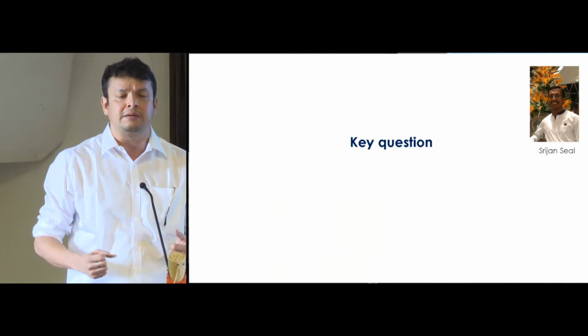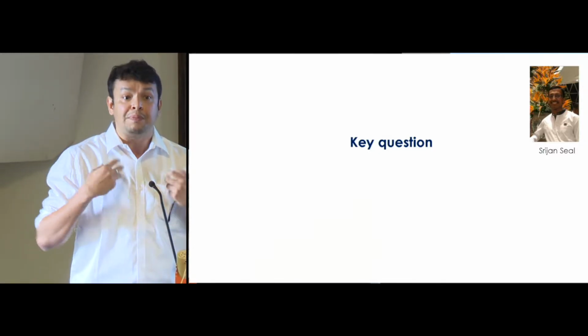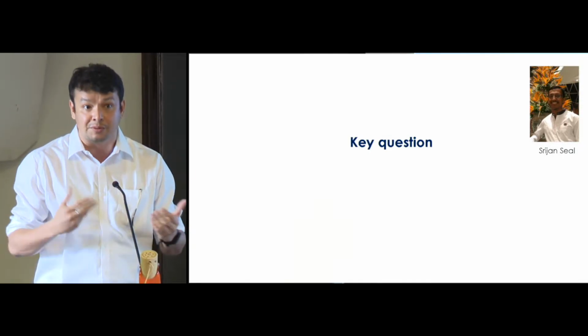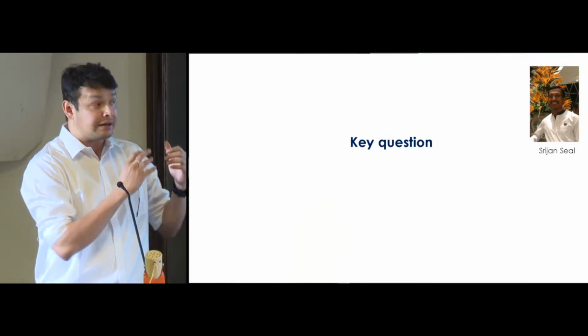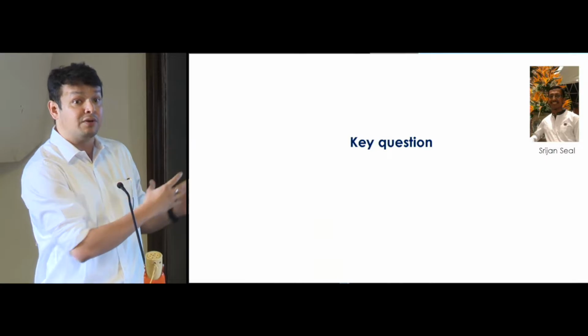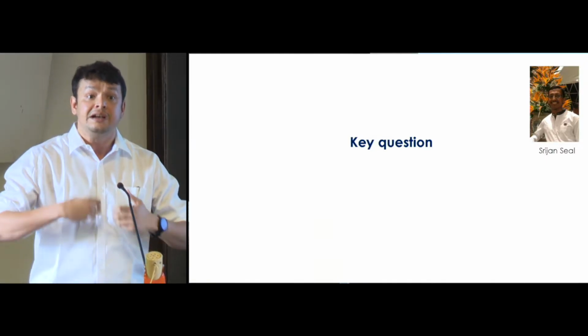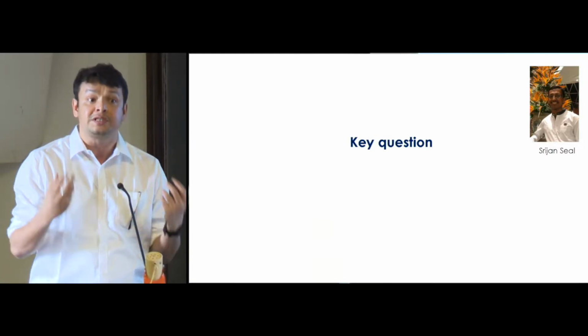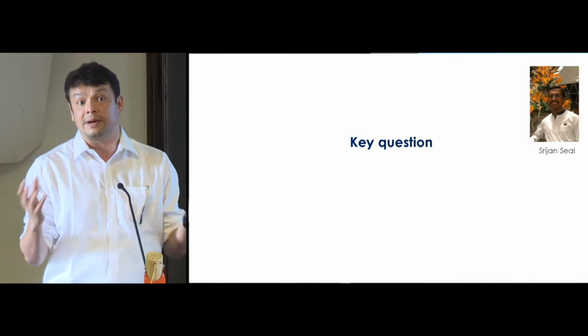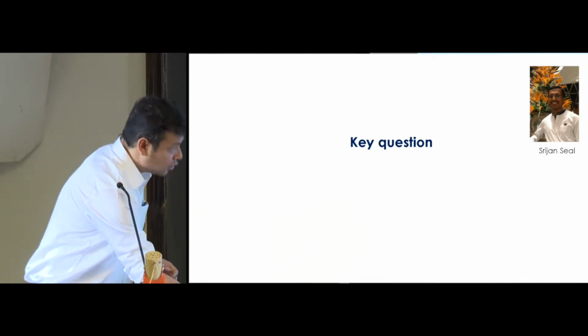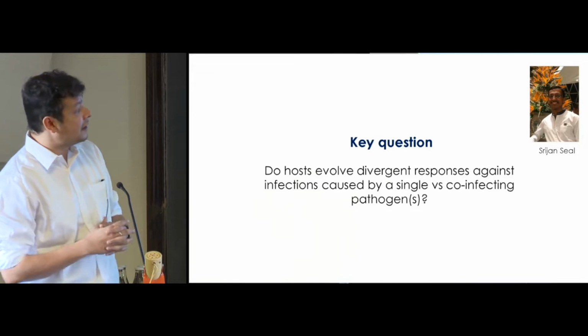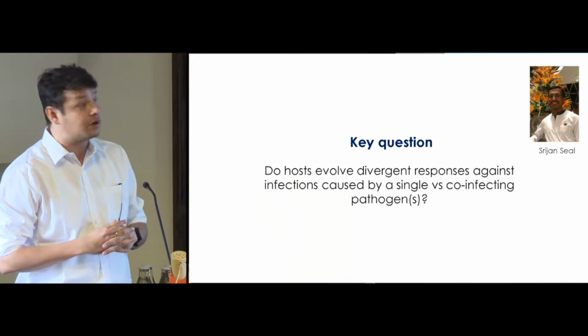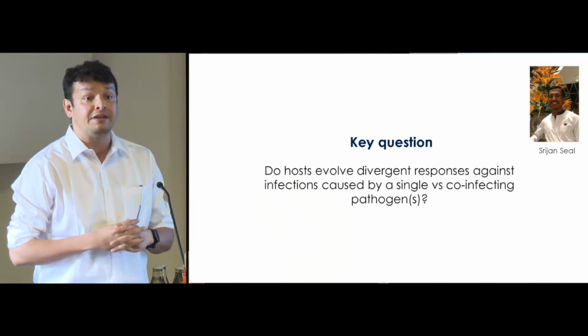Most of our textbook examples and most papers look at a one pathogen, one host perspective, and we know a lot about that. What we are trying to find from my work is the interactions between different pathogens and the interactions between immune responses that could be elicited by different pathogens. So, do hosts evolve divergent responses against infection caused by a single versus co-infecting pathogen?